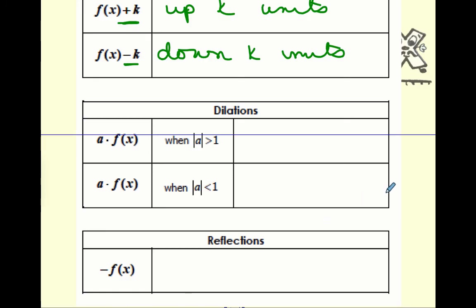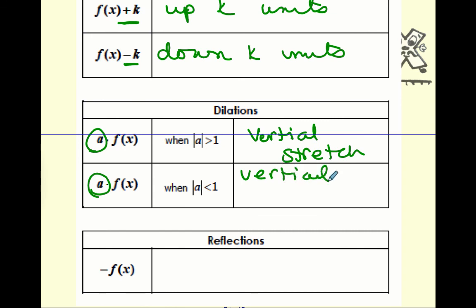Okay, dilations, we call them stretches and compressions. So this number, if it was a number bigger than 1, like 1.1, 2, 3, 4, 5, would be a vertical stretch. And this one, when it's absolute value, so it doesn't matter if it's positive or negative, but just the absolute value of it is less than 1, which means it's basically a fraction, then it would always give us a vertical compression.